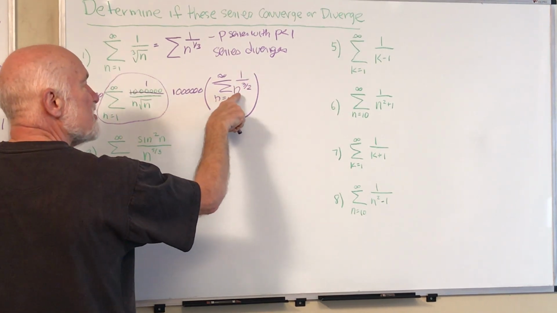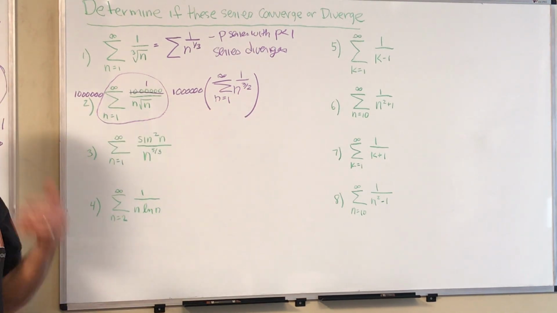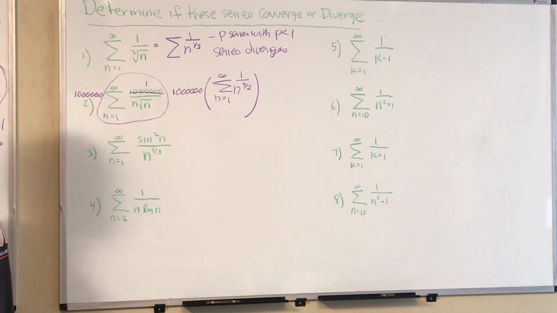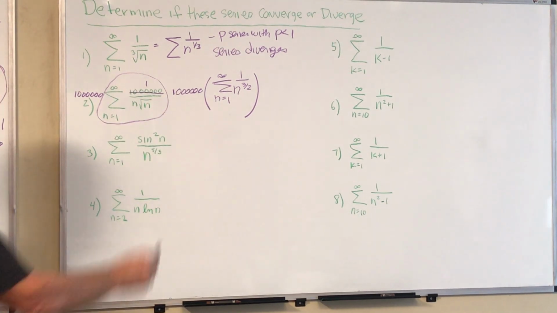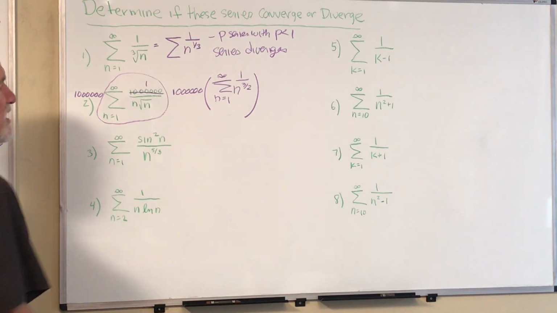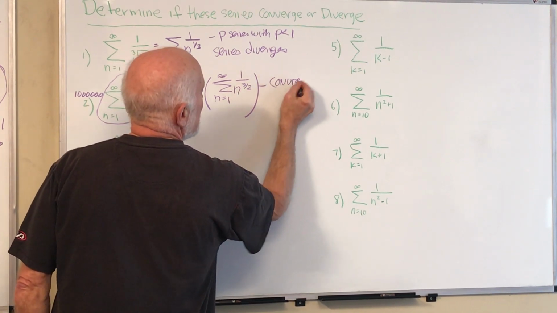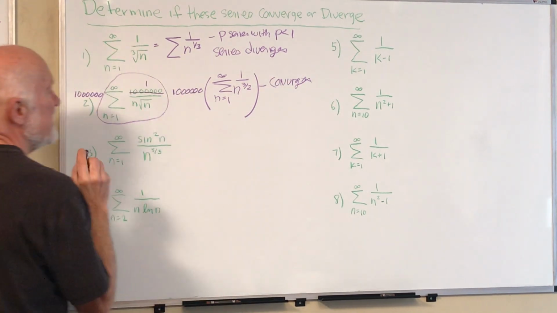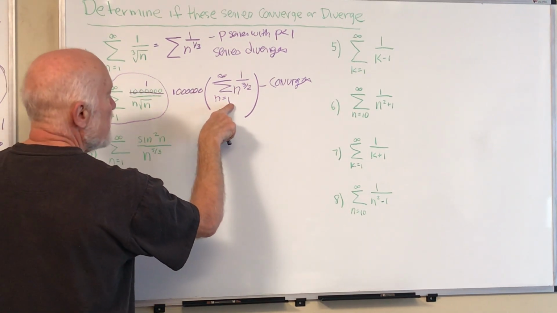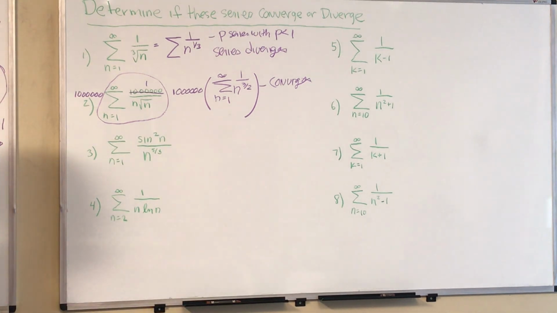Well, we know that this is a p-series again. It's 1 over n to the p, but this time p is greater than 1, so therefore that series converges. And a million times something that converges is still going to converge. So this one converges. And you could just say it's a million times something that we know converges because it's a p-series, p greater than 1.